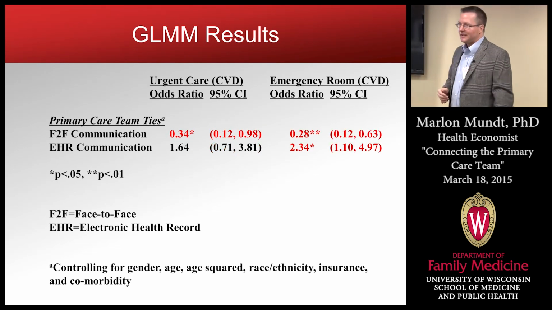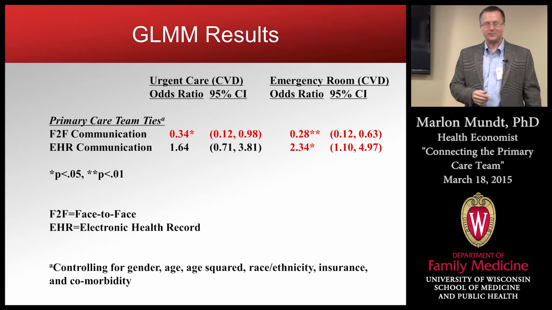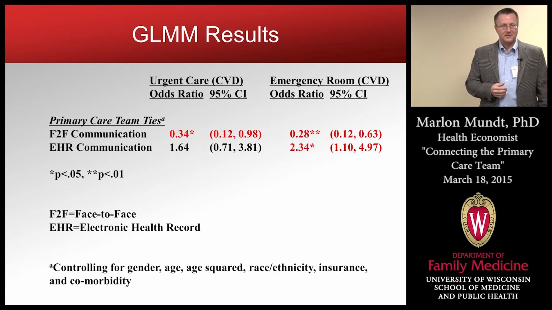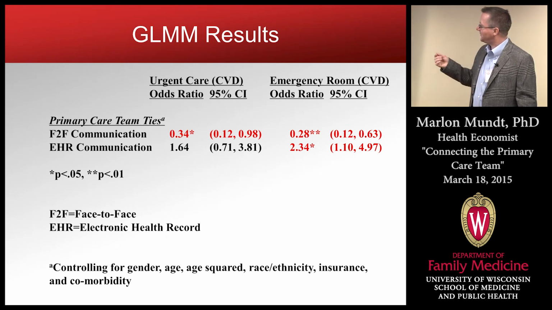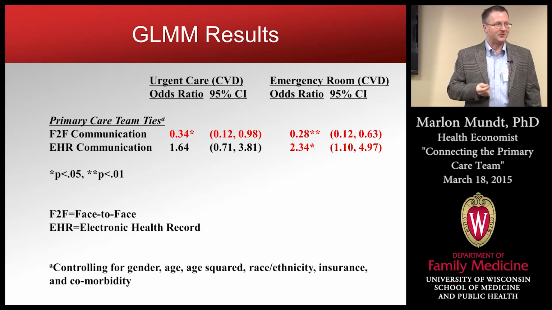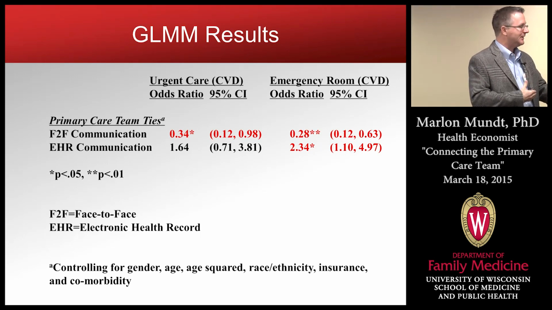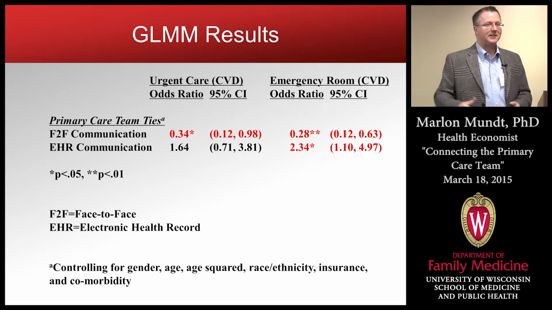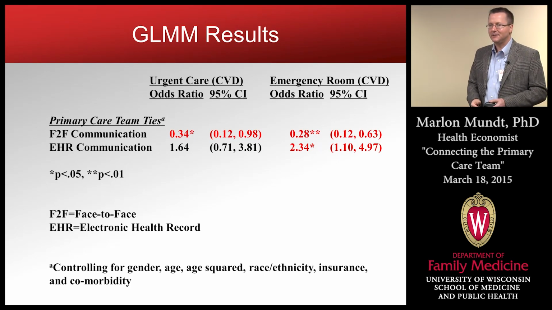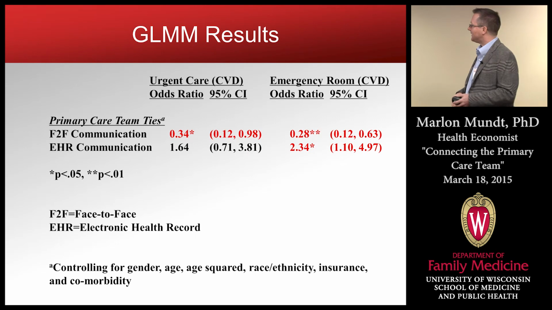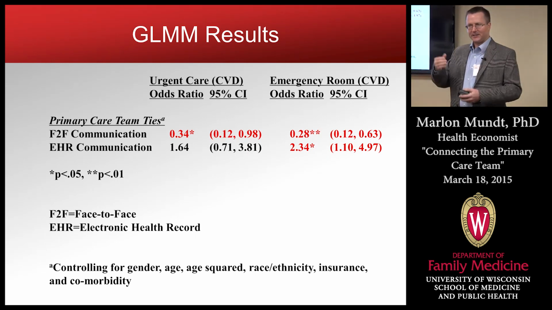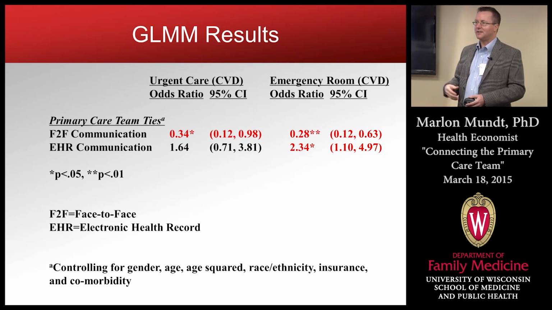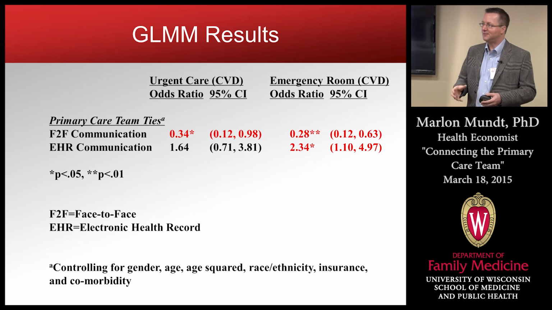Start to look at some things like urgent care visits and emergency department visits, and now we're starting to get some fairly dramatic results. So an odds ratio of 0.34 in terms of urgent care visits means a 66% reduction in rate of urgent care visits if there's an increase in face-to-face communication, if there's more people involved in the face-to-face network. Emergency rooms, 0.28, 72% fewer emergency department visits if there is more face-to-face density within the network.